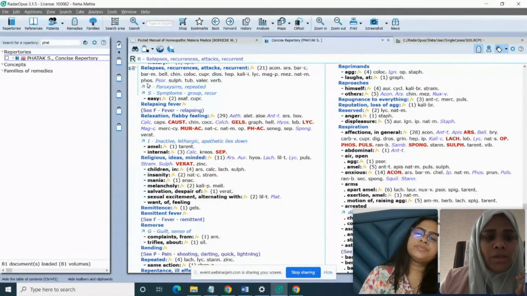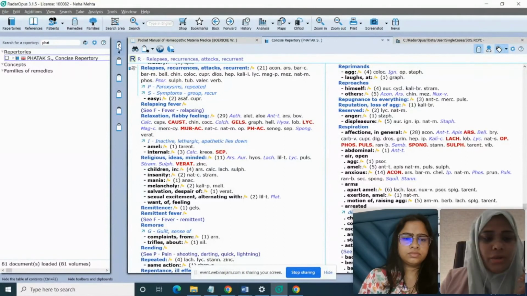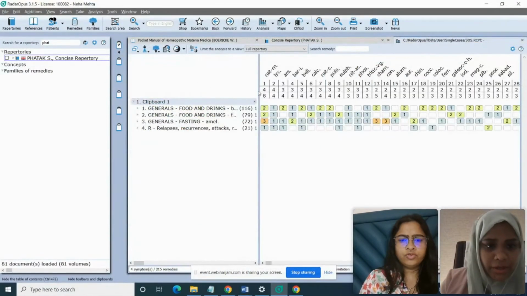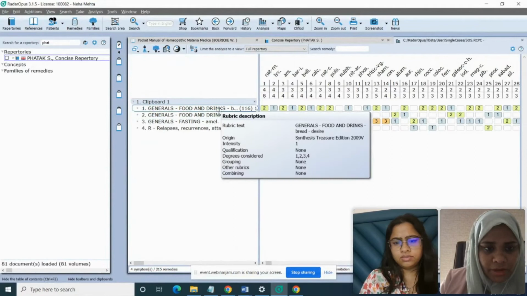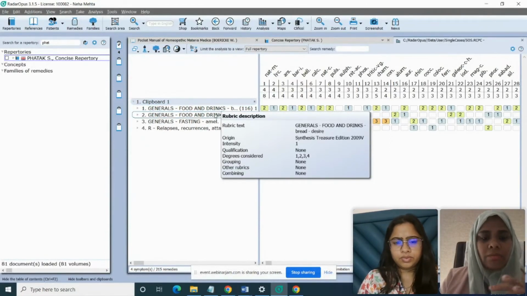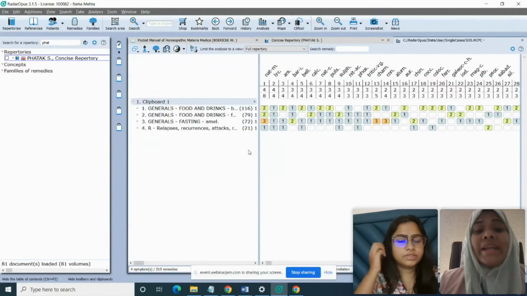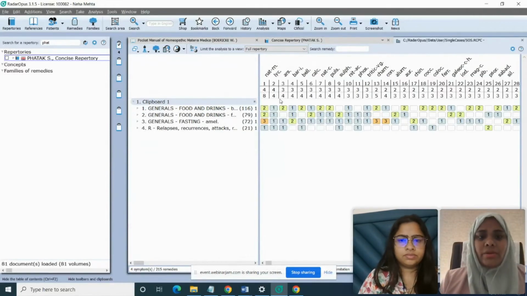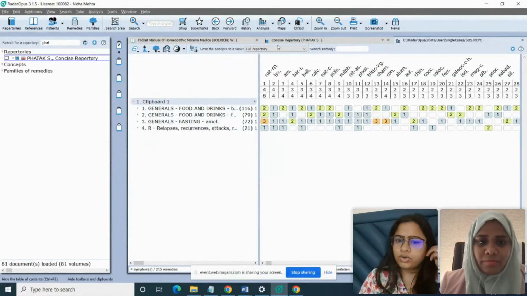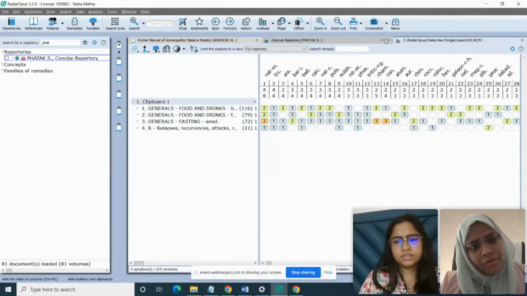Okay. Once you have done that, what are the rubrics that you have taken up till now? I think 4 rubrics we have taken: fasting, relapses, recurrence. Now these are physical generals in front of us. Okay. Sun aggravates, generality, sun aggravates, you will also take from Phatak or Synthesis. Take from Phatak also.